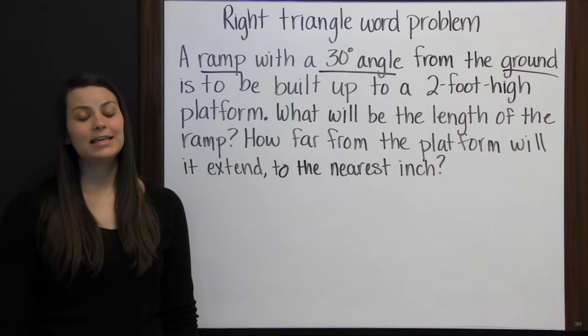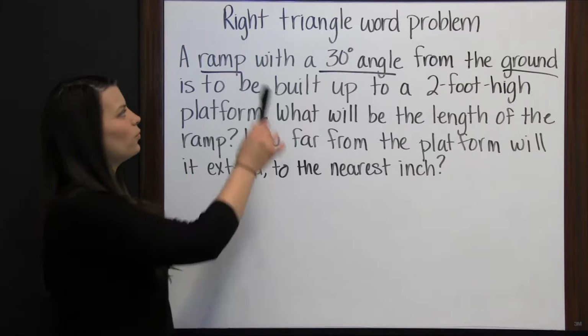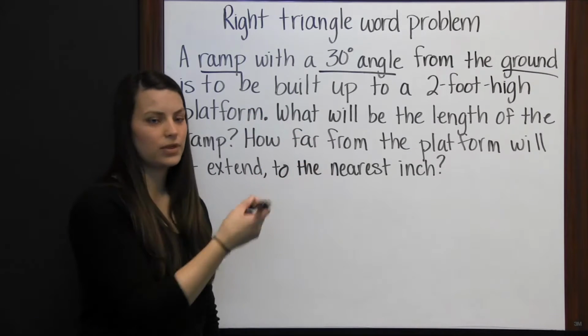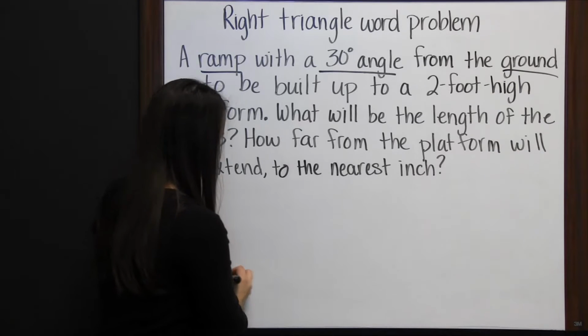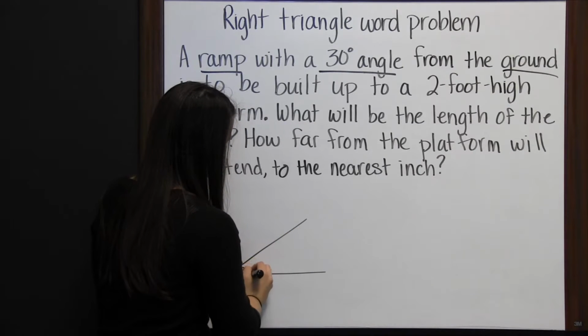With problems like these, it's very helpful to draw a picture. So we have a ramp that makes a 30-degree angle with the ground. So let's start with that. Here's the ground. Here's our 30-degree angle.